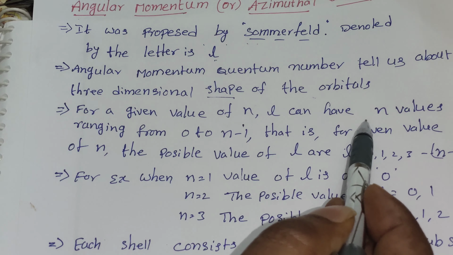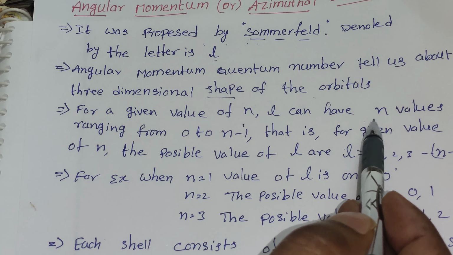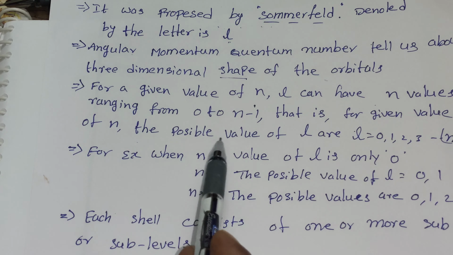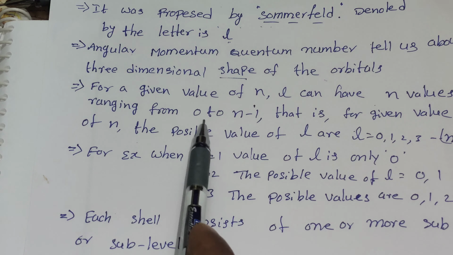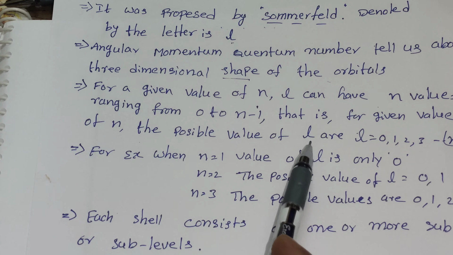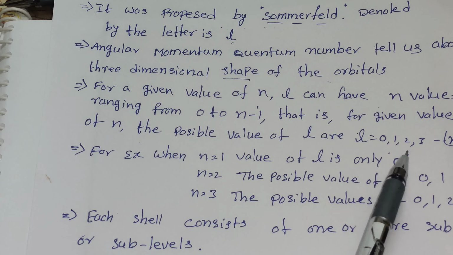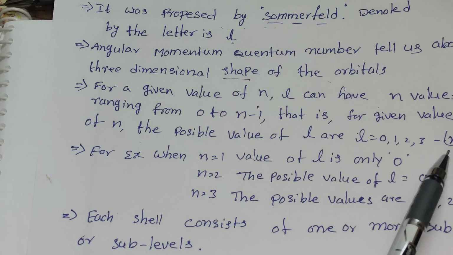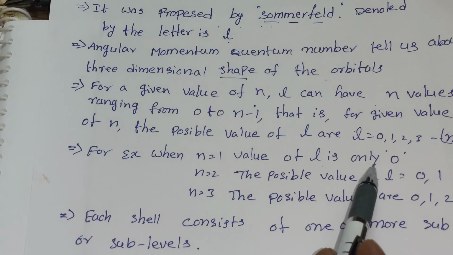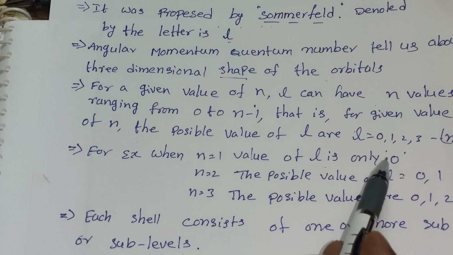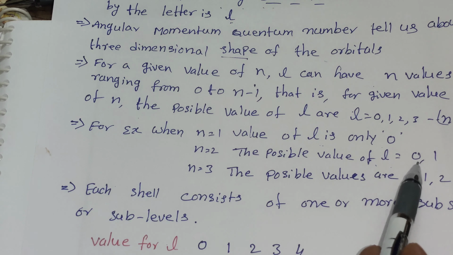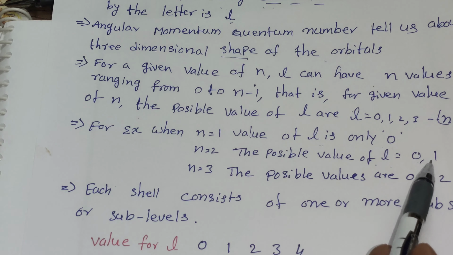l can have n values. For a given value of n, the possible values are l equal to 0 to n minus 1, that is l equal to 0, 1, 2, 3 and so on up to n minus 1. For example, for n equal to 1, the value of l is 0, which indicates the s orbital. For n equal to 2, the possible values are l equal to 0 or 1, which indicates the p orbital.